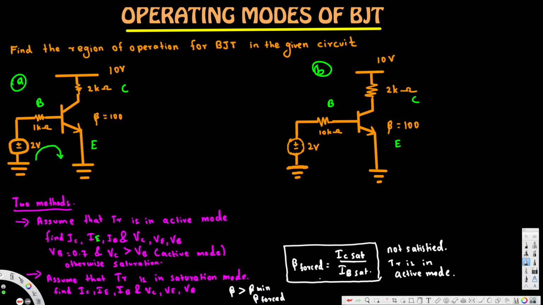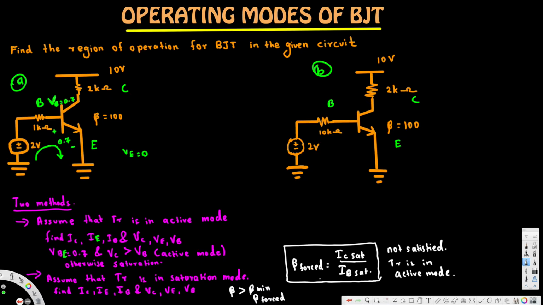Now here we can say that emitter voltage is going to be 0 because this is connected to the ground. So VE is equal to 0. And also in order to be in active mode, the voltage across the base and the emitter has to be 0.7. This one should be VBE actually. VBE should be 0.7. It means VB minus VE. So we already know VE is equal to 0. So VB must be 0.7.